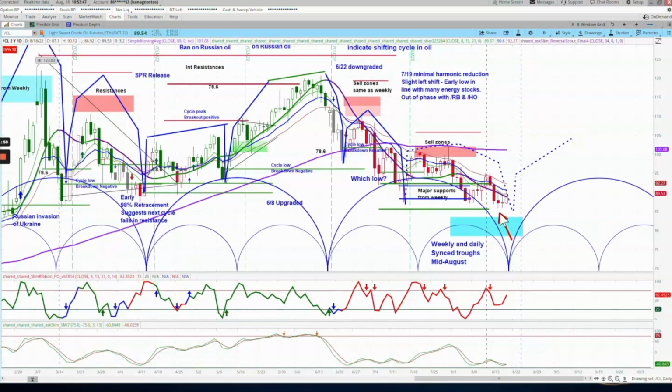Today we are getting a nice bullish candle, but momentum on this daily chart is still negative, both a negative reversal scout as well as a negative slim ribbon, which colors the candles green, gray, or red depending on momentum conditions. Now, based on cycle phasing, we are going to be looking at a bullish trade idea in crude oil futures, but we would like to see momentum turn positive.